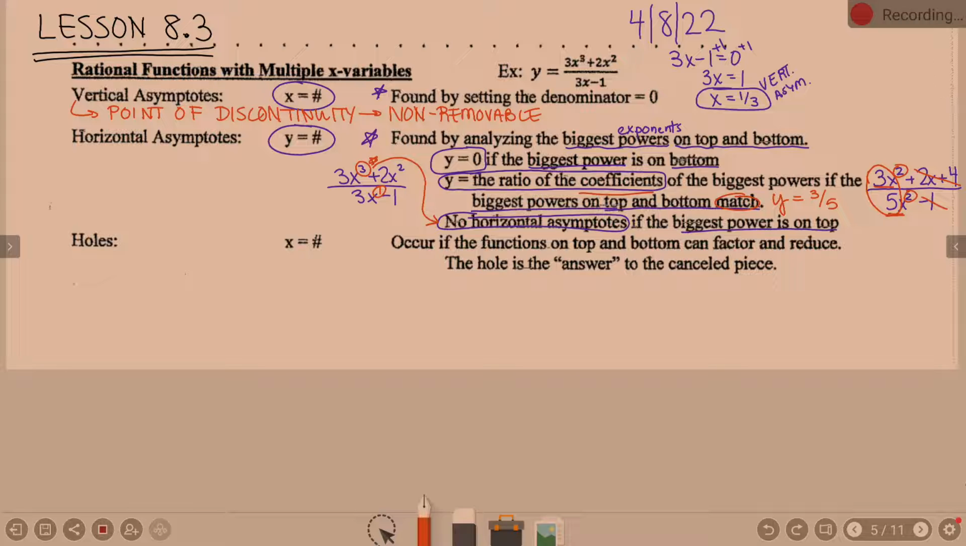One more piece here, and that is holes. Okay, you understand what a vertical asymptote is. You understand what a horizontal asymptote is. A hole is another break in the graph, but it's not like a big old break. A hole is the idea of, I'm drawing, there's a hole. It's just a tiny little break in the graph.